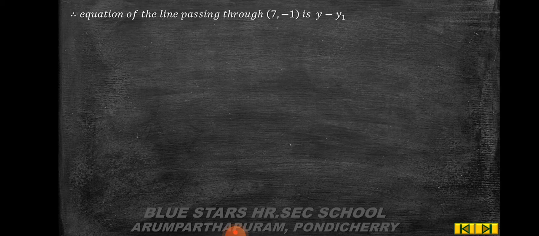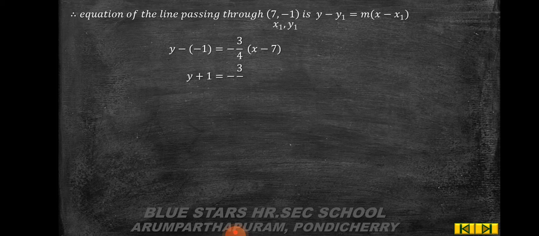Therefore, the equation of the line that passes through 7, minus 1 is y - y1 = m(x - x1). Now you know the slope and the point. So y minus of minus 1, the value of y1 is minus 1, is equal to the slope minus 3 by 4 into x minus x1, where the value of x1 is 7. So y + 1 = -3/4 (x - 7).